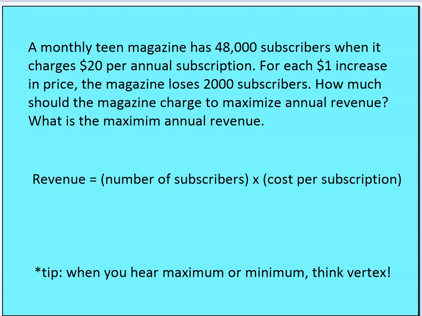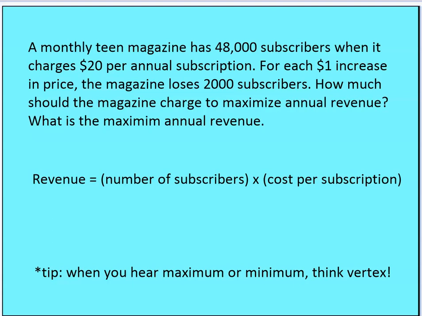And so there's an inverse relationship between cost and demand. So as cost goes up, demand goes down. And as cost goes down, demand goes up. So in this case, we have a monthly teen magazine. It has 48,000 subscribers when it charges $20 per annual subscription, and then for each dollar increase in the price, the magazine is going to lose 2,000 subscribers. So at $21, they're going to have 46,000 subscribers. If they decrease the price to $19, then they'd have 50,000 subscribers.